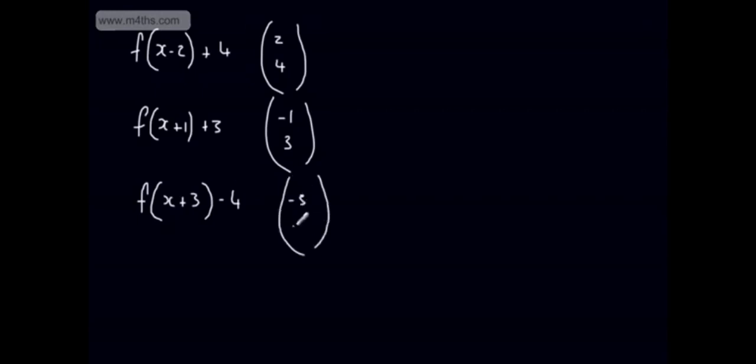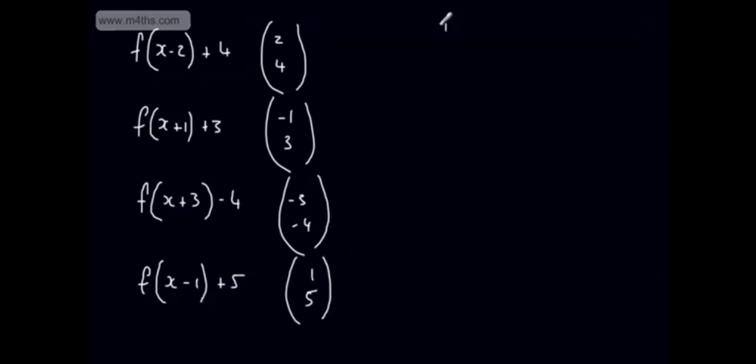Let's now move this on and look at combining translations. So if I have now the f of x minus 2 plus 4, then what we're doing with this particular one is simply now moving 2 to the right and 4 up. If we had the f of x plus 1 plus 3, this one I'm going to move 1 to the left and 3 up. If we had the f of x plus 3 minus 4, we're going to move now minus 3, minus 4. If we had the f of x minus 1 plus 5, we're going to move 1 to the right and 5 up.